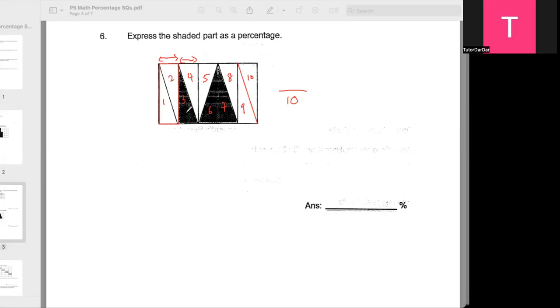Now, how many are shaded? We have shaded 1, 2, 3. So 3 over 10 multiplied by 100%, because we want the percentage. So the 0s cancel. We are left with 3 times 10, you get 30%. So the answer is 30%. In the exam, if you get this type of question, you must divide in whichever way you can. You might have to redraw, or cut them into equal pieces, so that you can count properly.